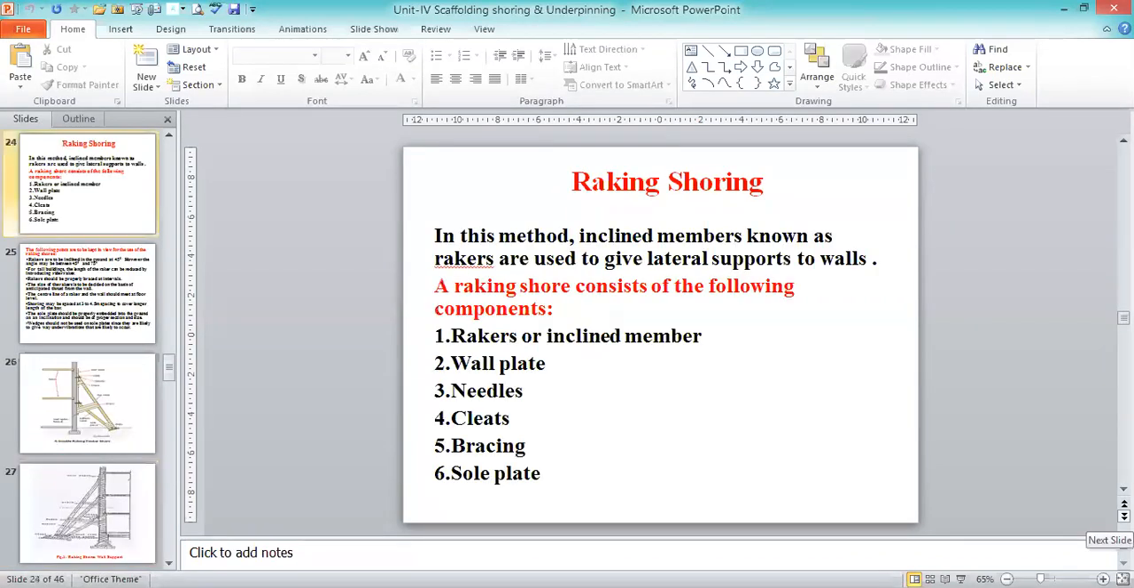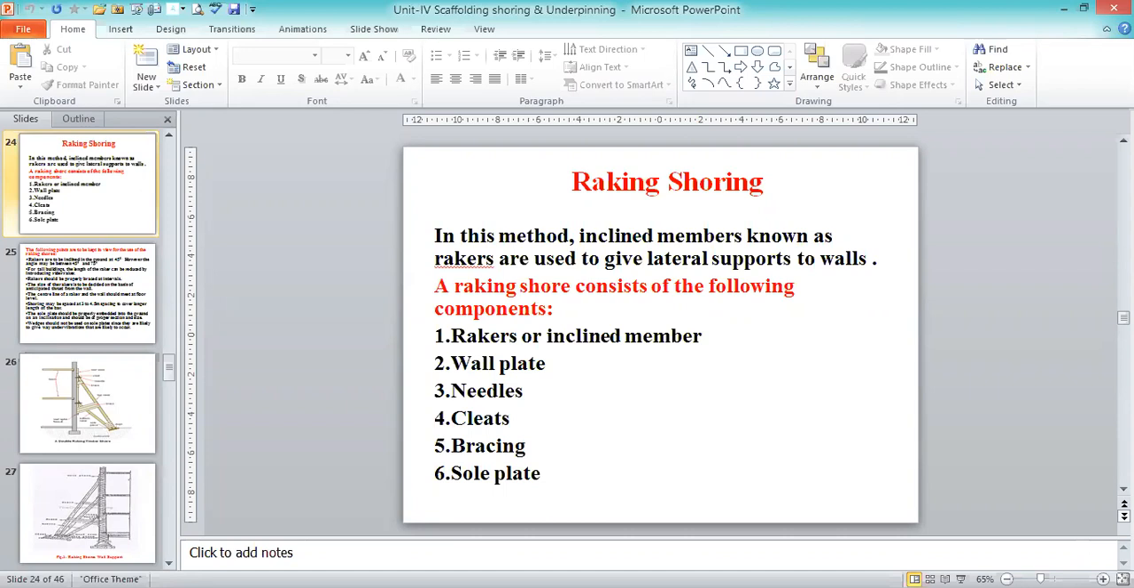In the racking shoring method, inclined members known as rackers are used to give lateral support to walls. So this is my wall, and here the failure is going to take place. Then I provide the support in this inclined direction, such that the wall will be safe until the maintenance operation is done. This is the vertical, and you provide the inclined support. That is what is called rackers.